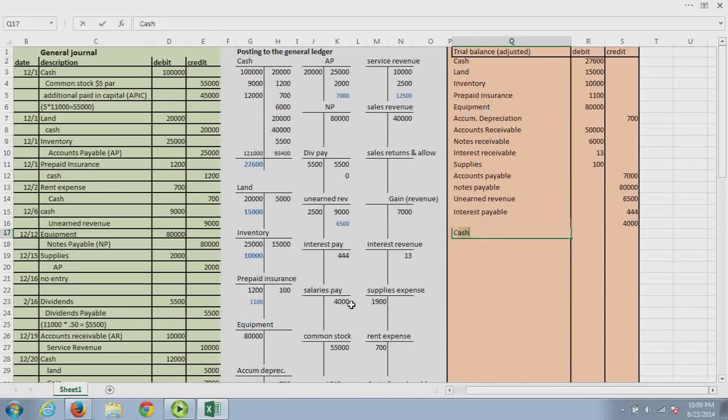Okay, and then we're right on to stockholders' equity. So common stock has a credit balance of $55,000, and then additional paid in capital.